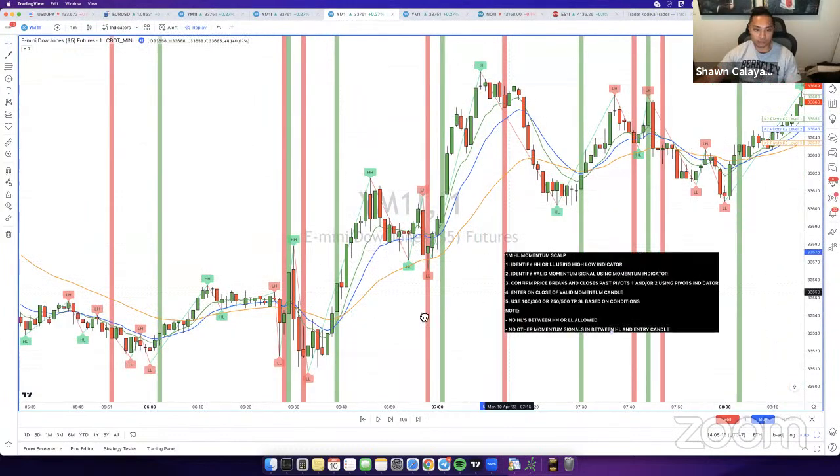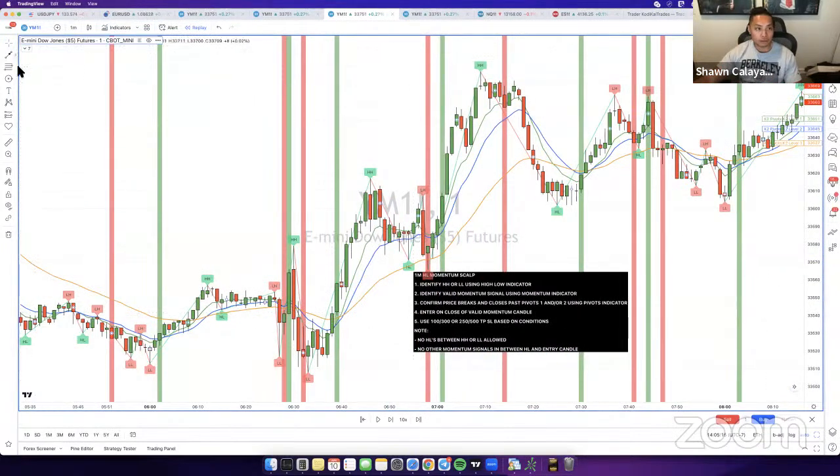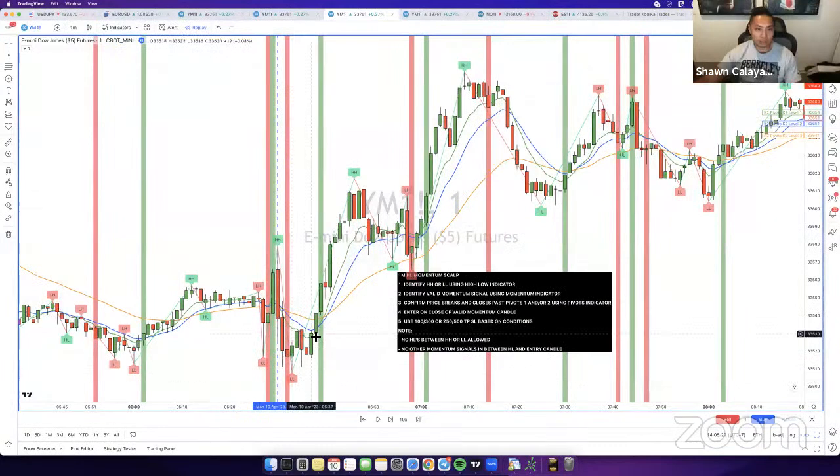Let's go back to 6:30 over here. So this is where market opened at 6:30. And you can see there's no entries that came up. There's a lower low right here. Price broke and closed past the pivots before we got that momentum signal. So there's no entry right here.